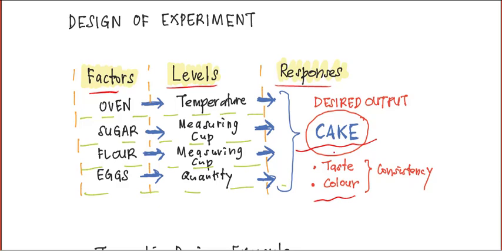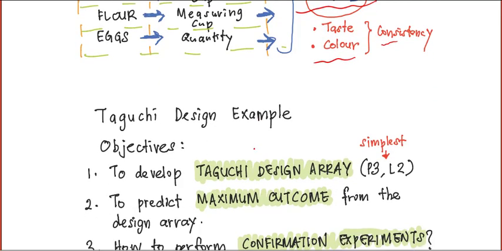In this kind of problem, what we are going to understand actually is the desirability by the user. For example, the taste or color can be determined by the user.